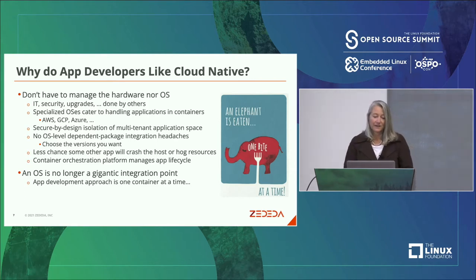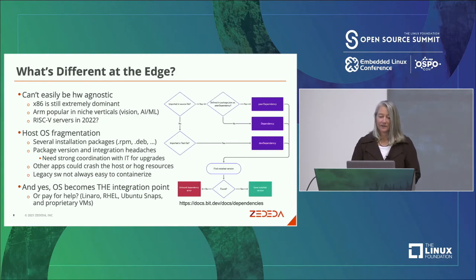So the container orchestration has all sorts of great tools, Kubernetes and so forth, that allow you to manage your application lifecycle in a sustainable and convenient way. So the OS is no longer your pain point of some gigantic integration. App development is one container at a time, essentially.